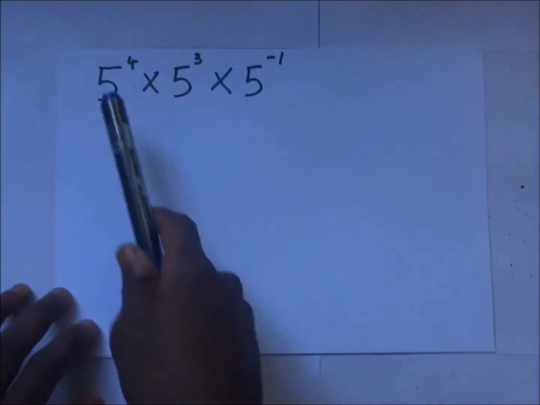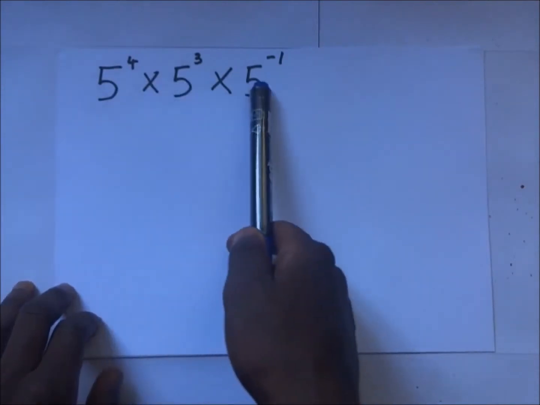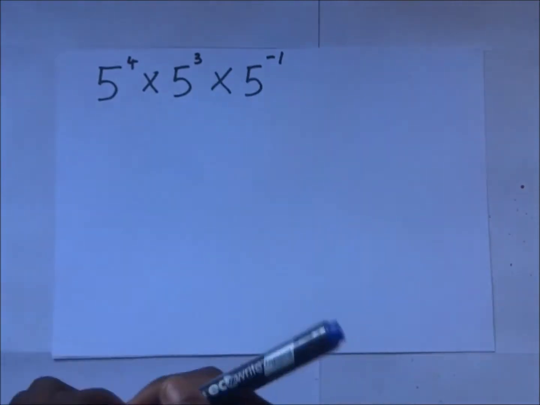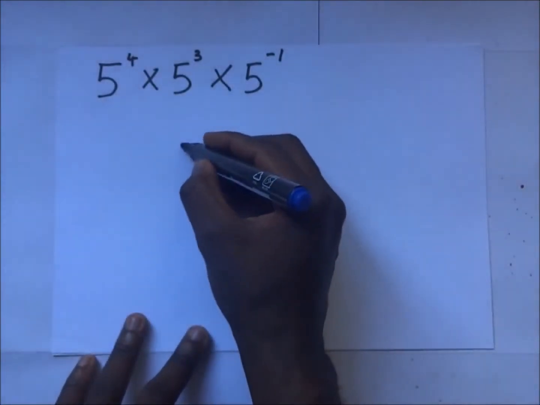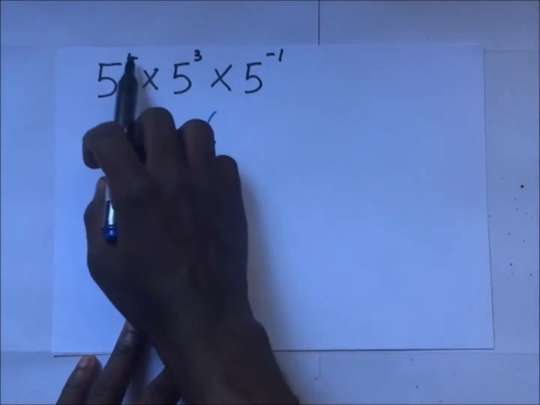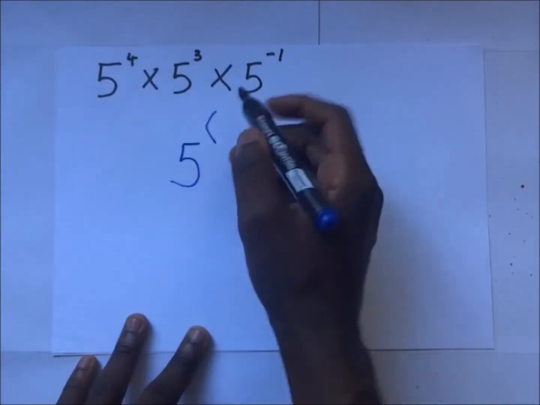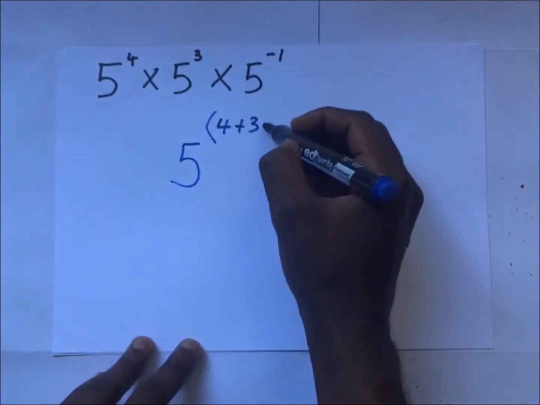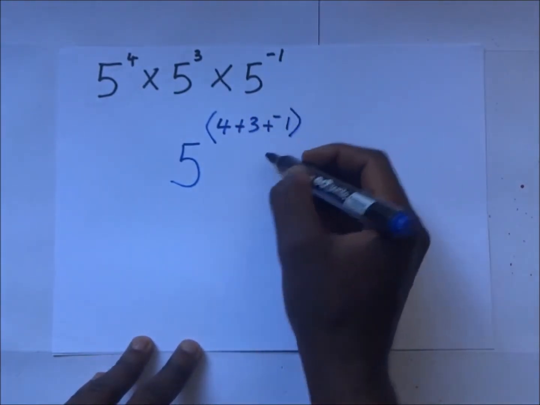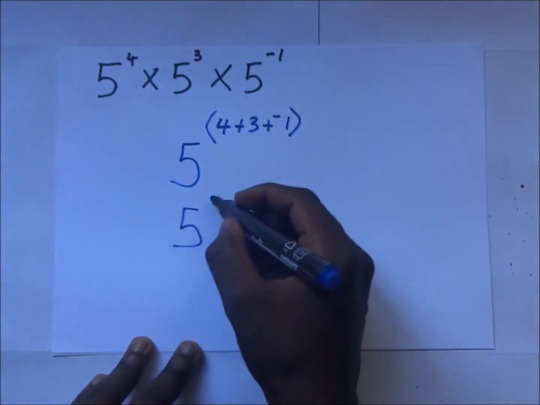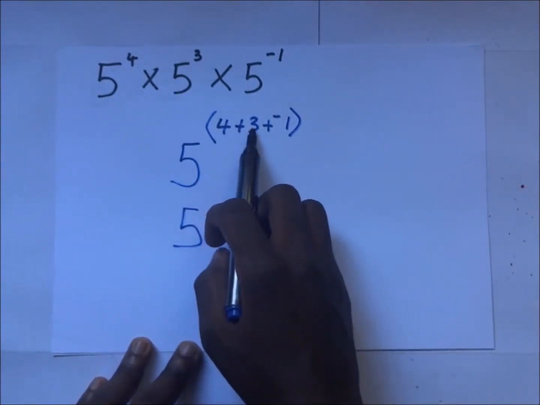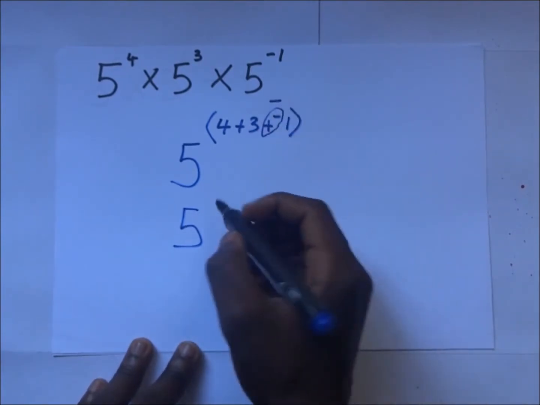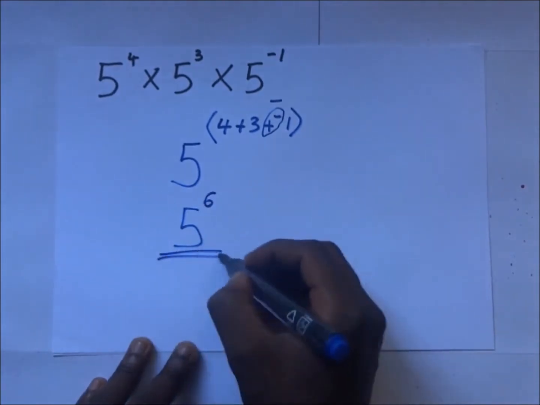Right here, still the same: 5 times 5 times 5. This is multiplication of indices, so we maintain the base since it's the same. So it's going to become 5 to the power, you add the powers. So it's going to be 4 plus 3 plus negative 1. Definitely this is going to become 5 to the power 4 plus 3, 7. 7, this becomes minus. 7 minus 1 is 6, so it's 5 to the power 6.